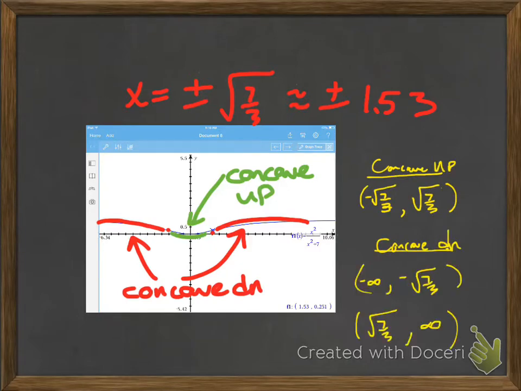Concave up is in the middle region from negative the square root of 7/3 to positive square root of 7/3, that middle green section. Concave down is in the region on the left and the right with the infinity in there. Now remember, you type in capital letters infinity into WebAssign for your result, but this is how it's done. You have to have the inflection points in order to know where to stop the intervals for concave up or concave down. Hope that helps.